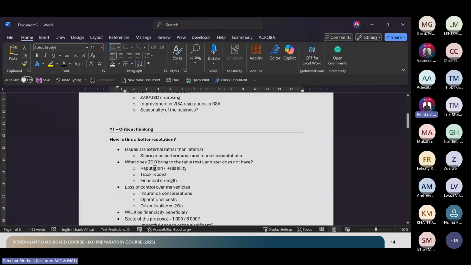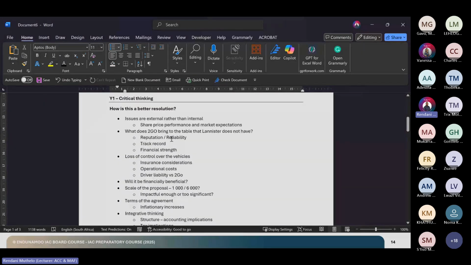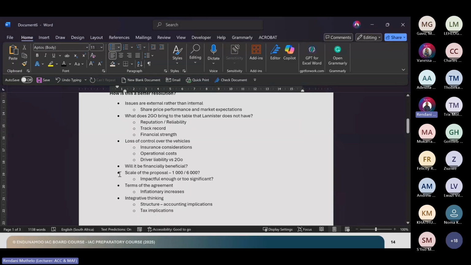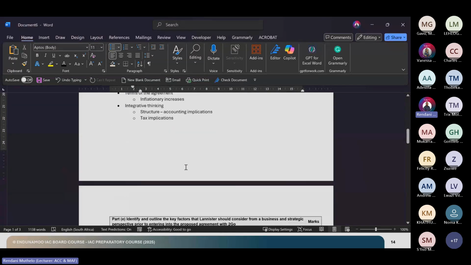Critical thinking: how is Togo a better resolution? So checking whether it's financially viable. You guys mentioned NPVs, IRR, understanding who Togo is. Because if people still see those vehicles as ours, maybe they are branded, and now they are doing some dodgy things out there, then we need to worry about our own brand for the remaining vehicles. And also, does Togo know what they're doing? So these are some of the things we can be mindful of.